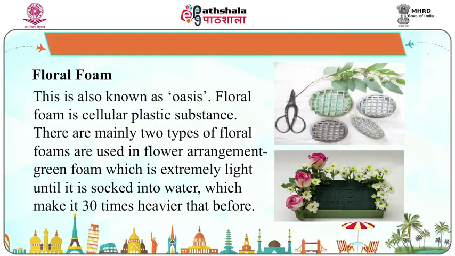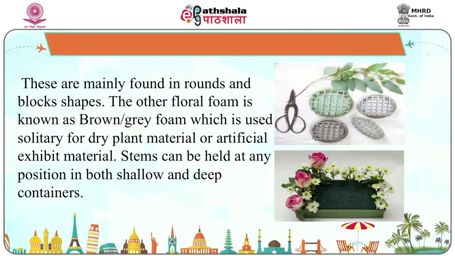There are mainly two types of floral foam used in flower arrangement. Green foam, which is extremely light until it soaks up water. It makes it 30 times heavier than before. These are mainly found in round and block shapes. The other floral foam is known as brown grey foam, which is used solely for dry plant material or artificial exhibit material. Stems can be held at any position in both shallow and deep containers.